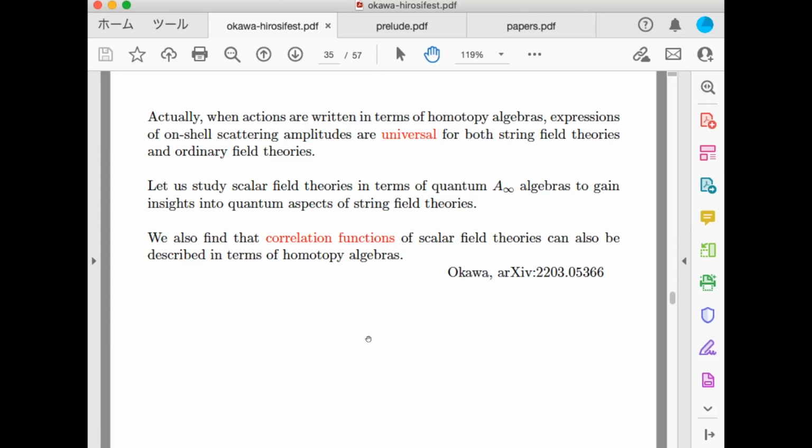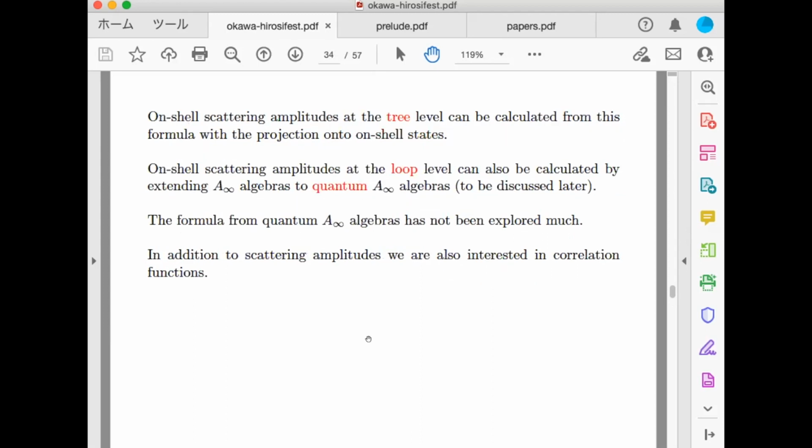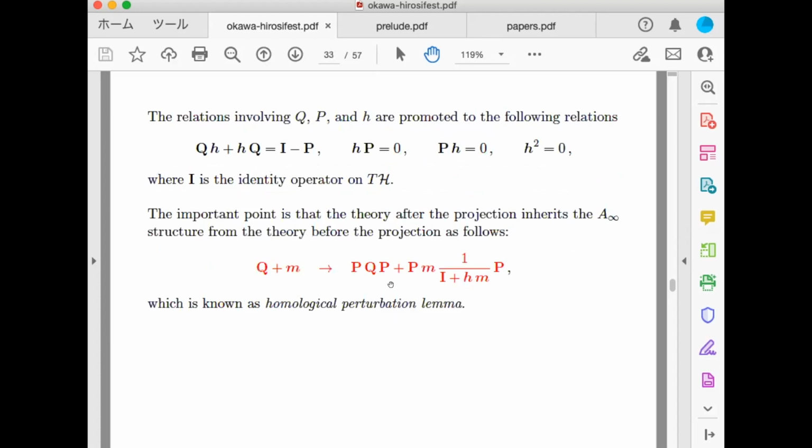What is meant by universal? The same formula applies? Yeah. So basically, you can describe scalar field theories in this language. Regarding the scalar field theory, the description in this language itself is not very important. I don't think it's useful. But the relation between the action and the scattering amplitude is universal. That's fine.